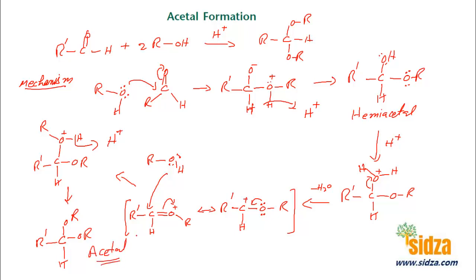So basically what happens in this whole process is, first one alcohol molecule adds across the double bond and you get a hemiacetal, and then another molecule replaces the OH group, correct? From the hemiacetal, you can say this is a kind of nucleophilic substitution. You are replacing this OH group by the OR group, right? So you get an acetal molecule over here. This is how you get an acetal molecule from the aldehydes.